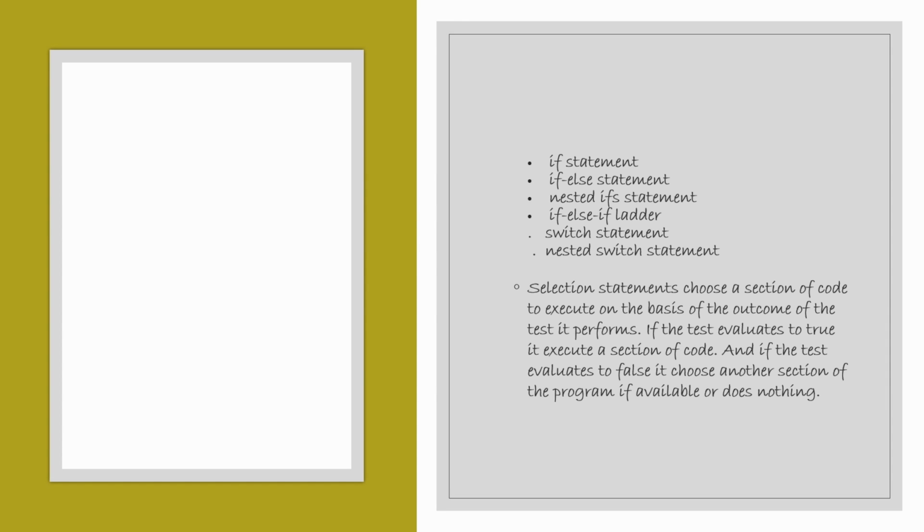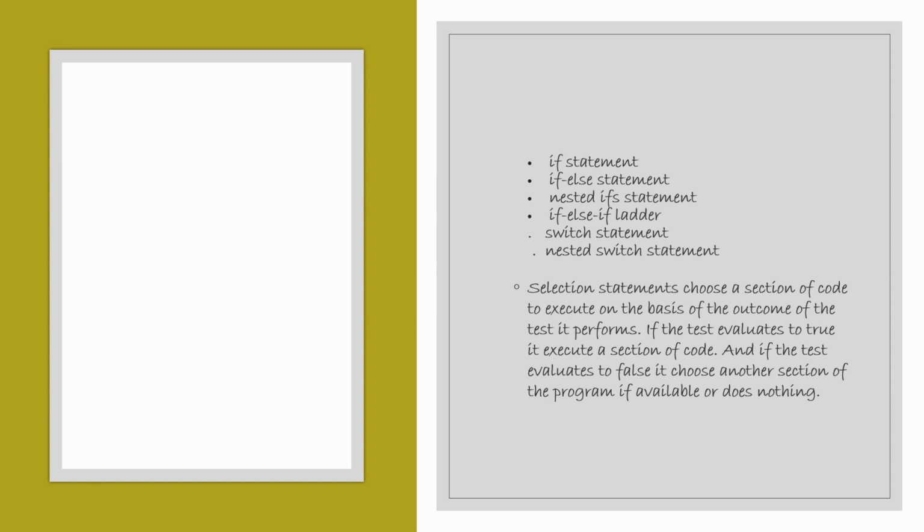So I'm going to give you a brief explanation of the definition of selection statements. Selection means we select something. If we go to a shop, we select something out of a block of various things, right? So selection statements choose a section of code to execute on the basis of the outcome of a test. That means here we have a test.